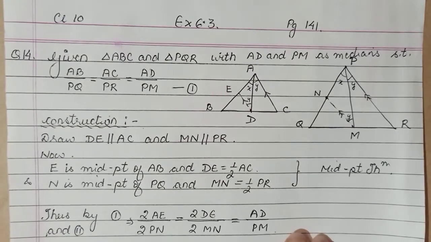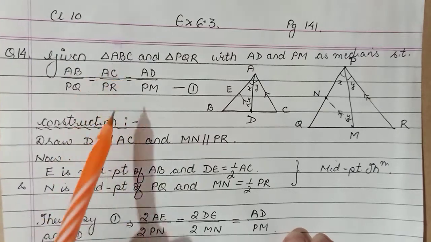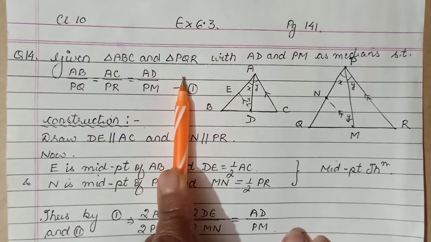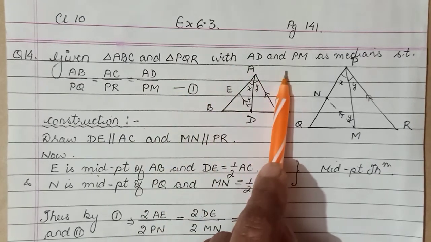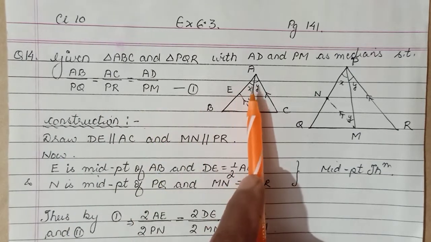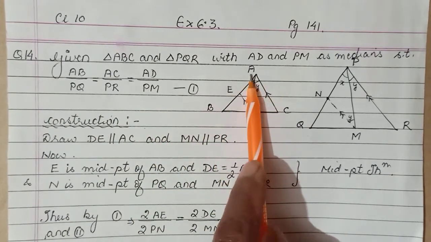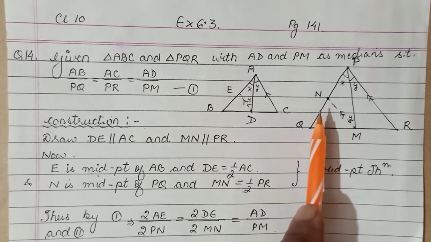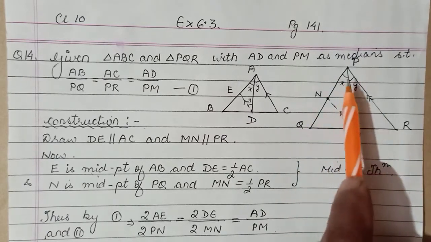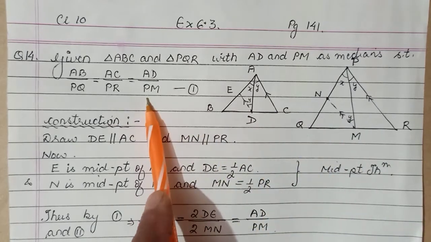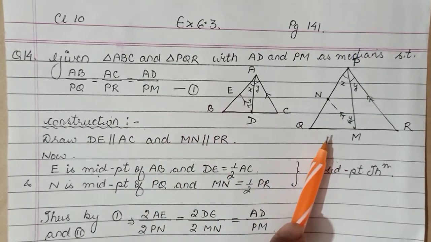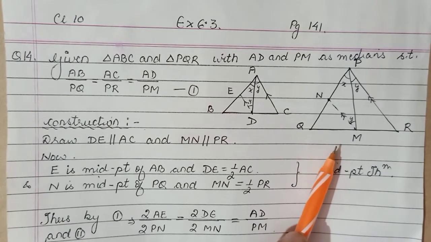In this question, you have been given two triangles: a triangle ABC and another triangle PQR, such that AD and PM are their medians. The sides AB, AC and the median in between are proportional to PQ, PR and PM in the other triangle. This proportion is given to you. So we'll make the figure. The figure is the same as in question number 12, if you remember, children.